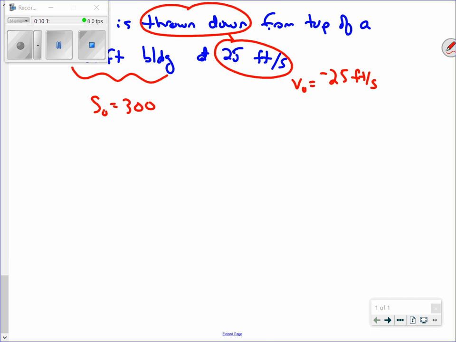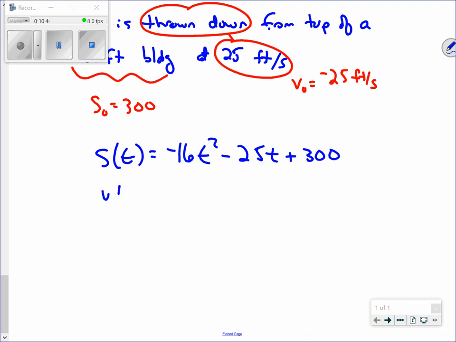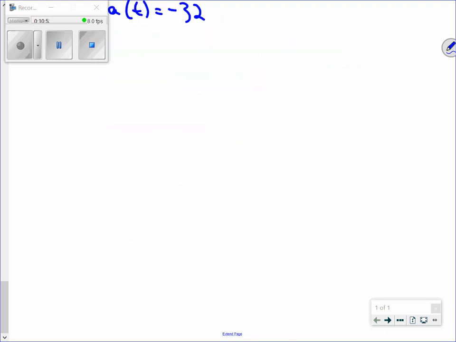Right? And I'm just going to write the first equation this time. Your position equation would be the negative 16 because we're in feet, minus 25t and plus 300. Okay? So you're going to read a problem and you'll pull out the given information and write your position function, write your velocity function, and your acceleration is either going to be, for these gravity problems, negative 32 or it's going to be negative 9.8.